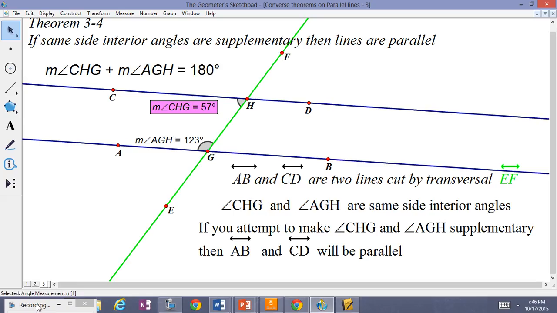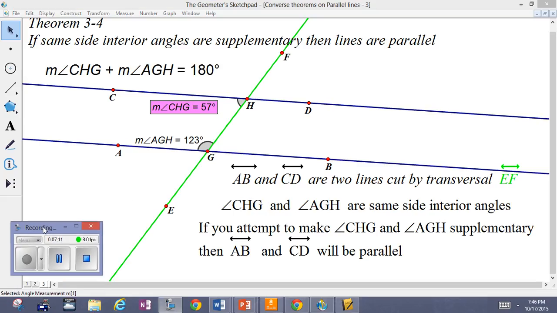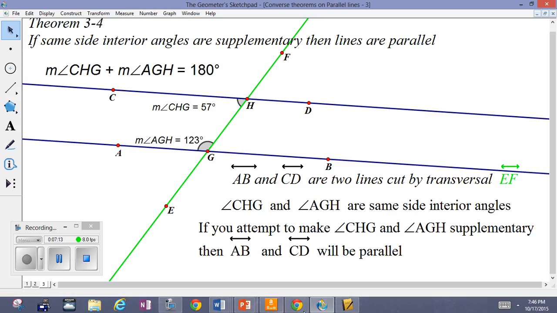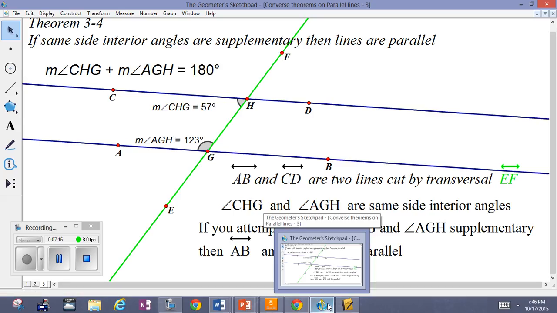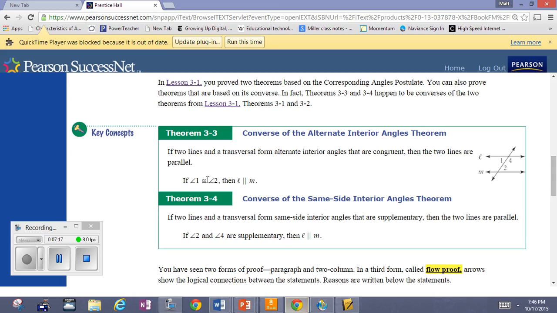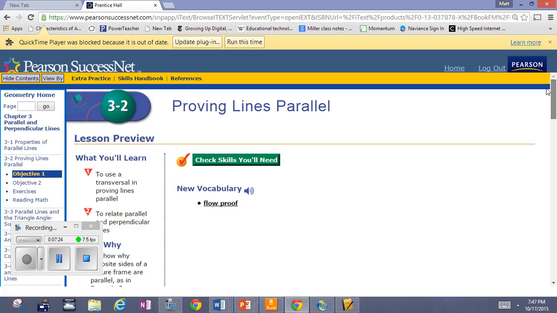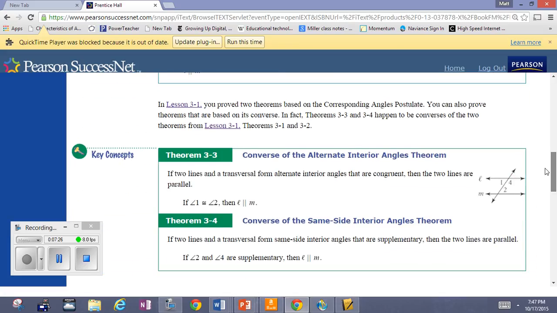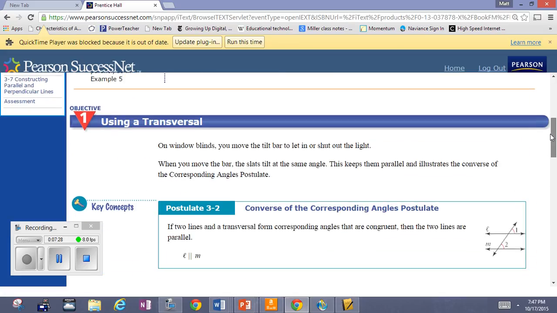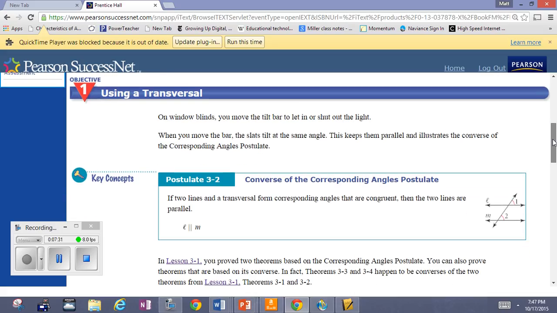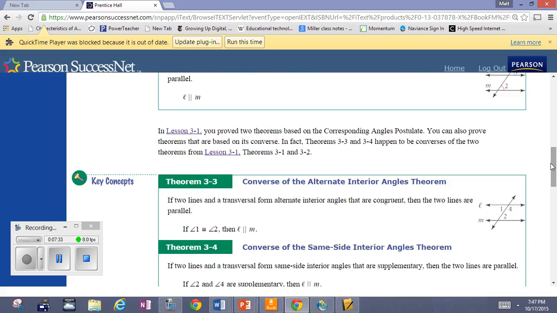So, okay, that's a little introduction there for those theorems, as we saw in section 3.2, which are the converse theorems of the theorems that were presented in 3.1. Okay, and a follow-up video will talk about some things regarding proofs. Okay, so that'll do it for now.